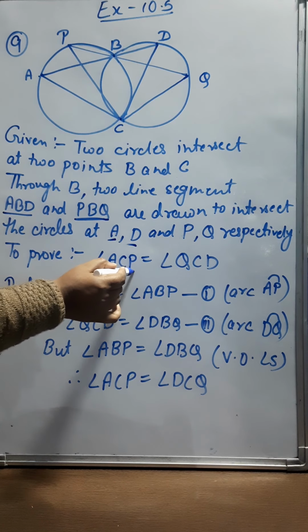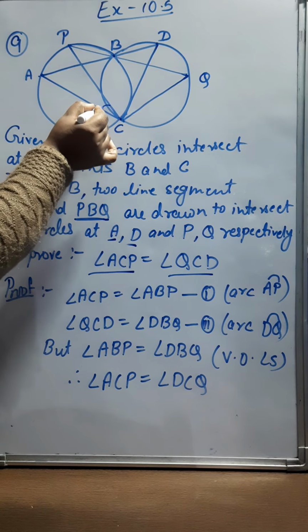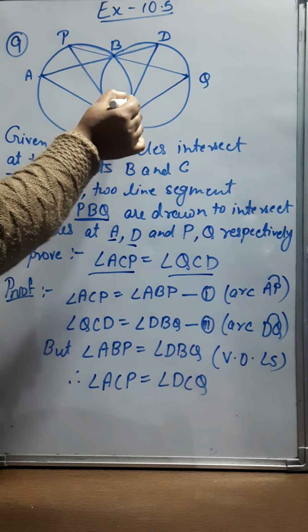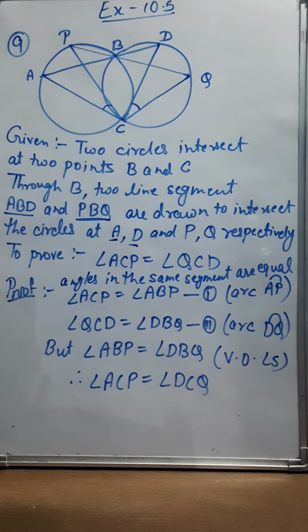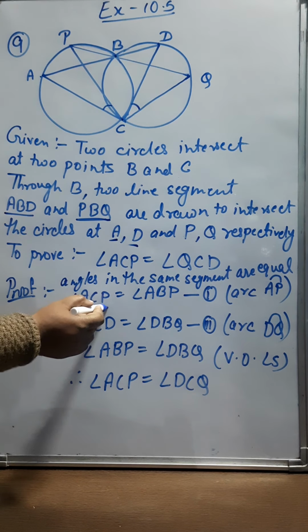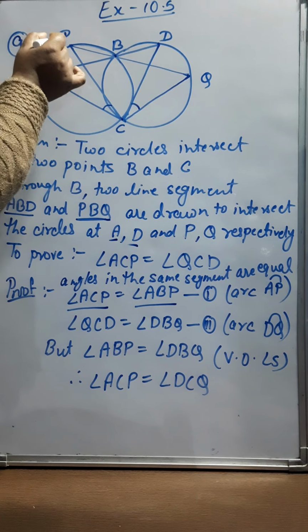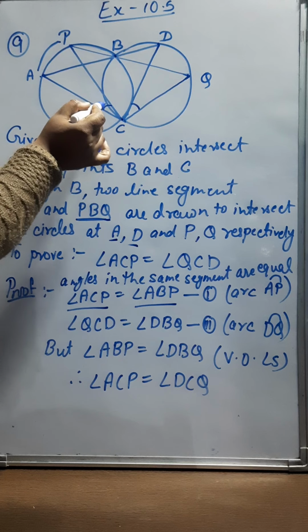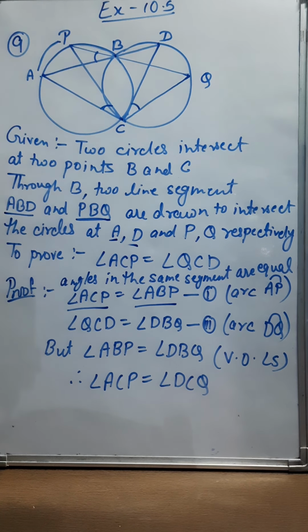We have to prove that angle ACP is equal to angle QCD. ACP means this angle; we have to prove it equal to QCD, this angle. So let us prove it. Angles in the same segment are equal. So angle ACP will be equal to angle ABP, because this arc AP makes angle ACP at this point of a circle and ABP at this point. So these two are angles in the same segment, so they will be equal.